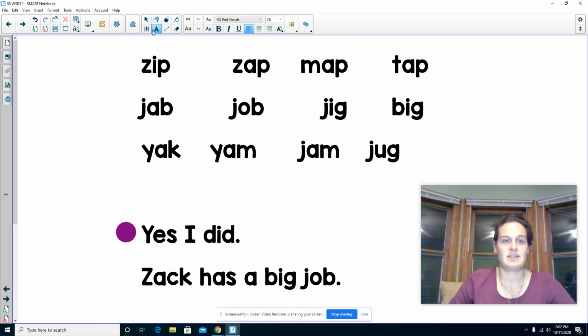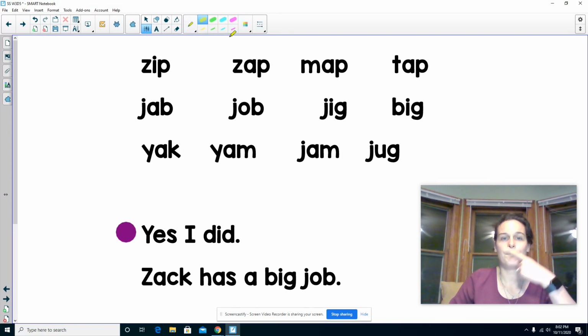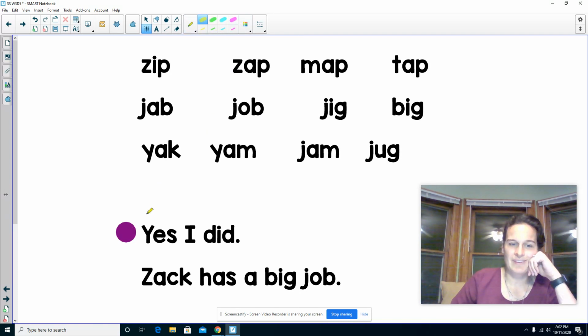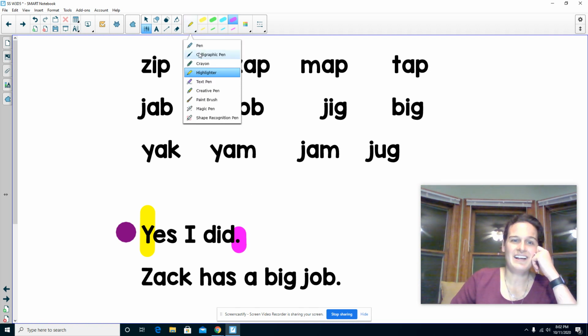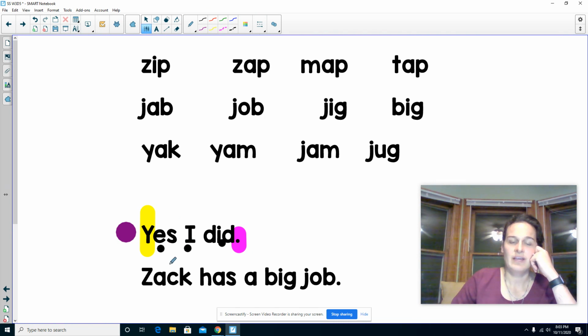Now if we take a look here, we have two sentences. Remember, our sentences always start with what? They start with a capital letter. So there's the capital letter, it is a Y. And then our sentences always end with what? Some sort of punctuation mark. This time it is a period. Good job. Then I want to count how many words are in the sentence. Okay, let's count how many there are. 1, 2, 3. So this sentence has 3 words in it.